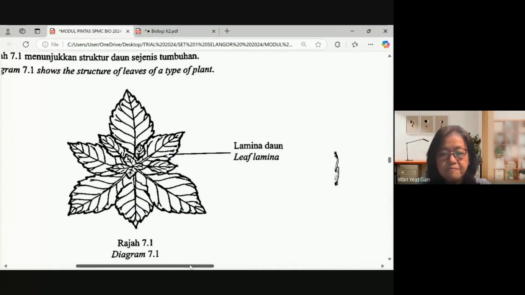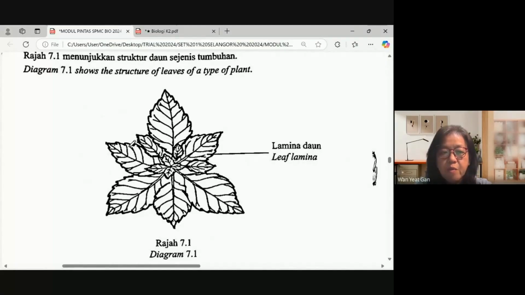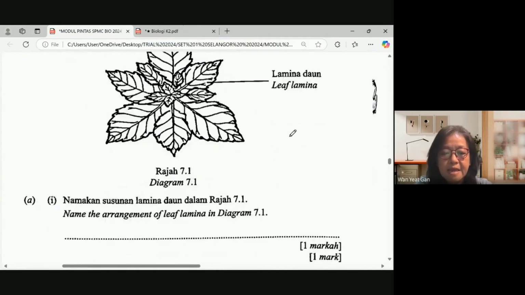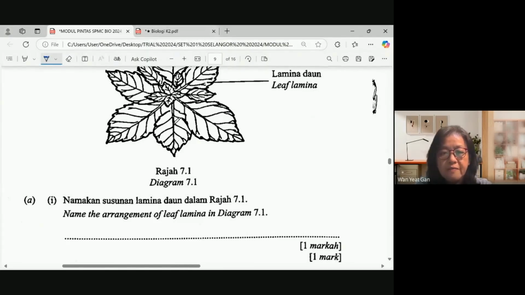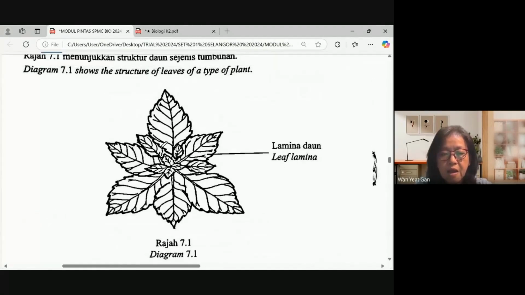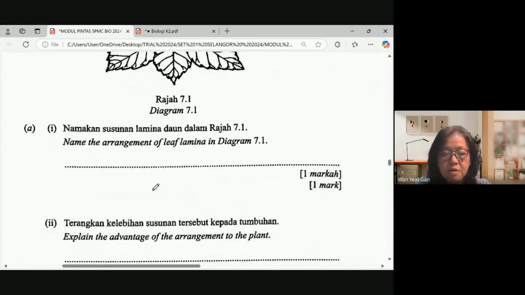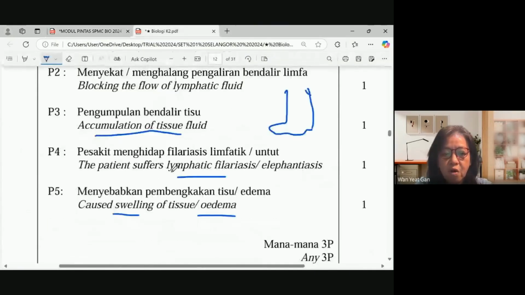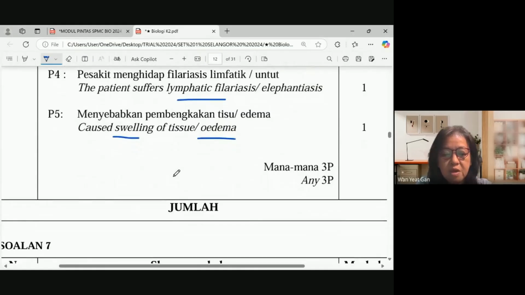Okay, next. Diagram 7.1 shows the structure of a leaf of a plant. Name the arrangement of the leaf lamina. Okay, so the leaf laminae, you can see, are arranged in such a way that they don't block each other. So the arrangement is called a mosaic arrangement.